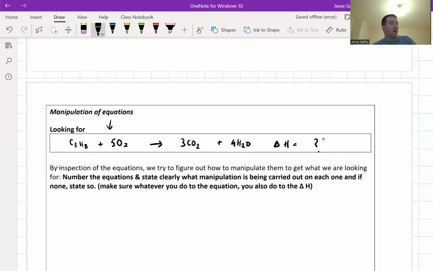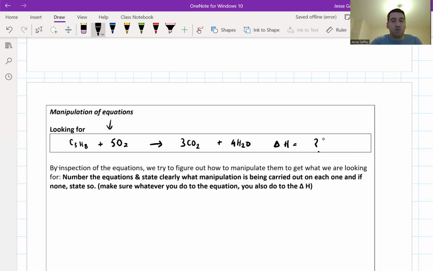Okay, the last thing we're going to do here is, it says by inspection of the equations, we try to figure out how to manipulate them to get what we are looking for. In other words, we're going to number the equations and state clearly what manipulation has been carried out on each one, and if none, state so. Make sure that whatever you do to the equation, you also do to the delta H.